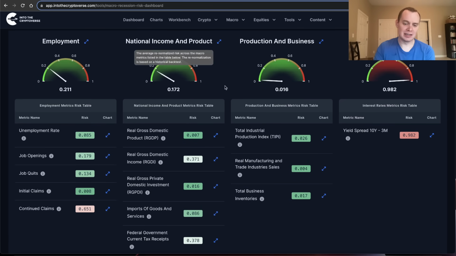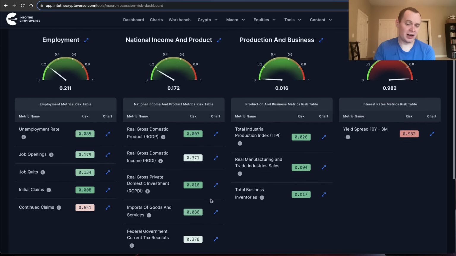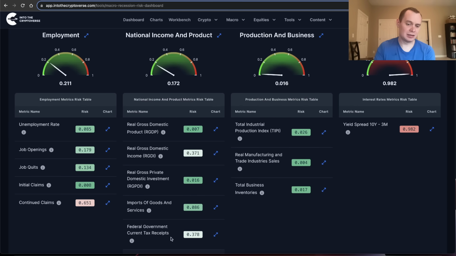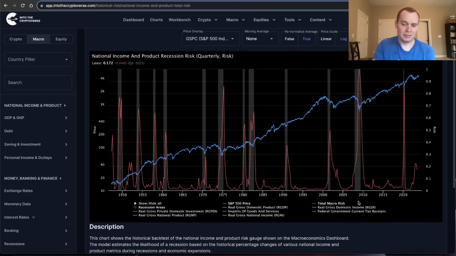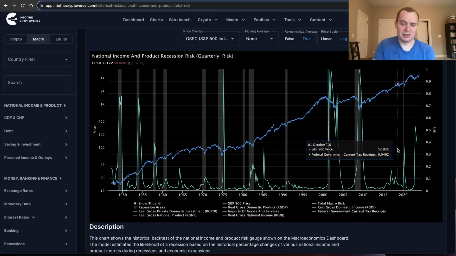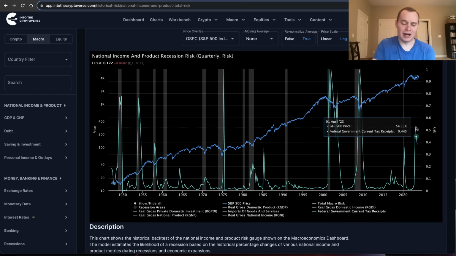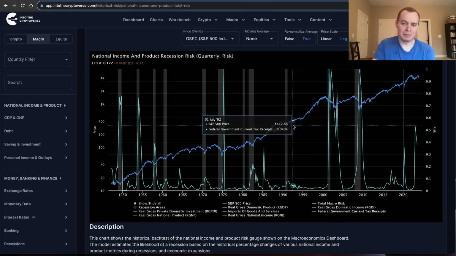National income and product, some of the categories are fine, but other ones not so much, like tax receipts and gross domestic income. Frankly, they have somewhat elevated risk levels compared to the context of history. I mean, again, if you look at tax receipts, when the risk is this high, we've never had the risk on this be this high without some type of recession ensuing.